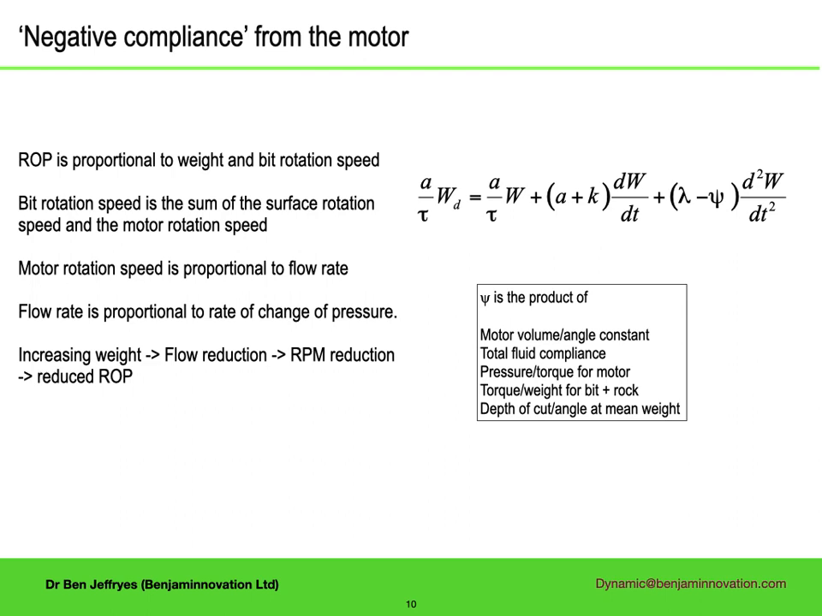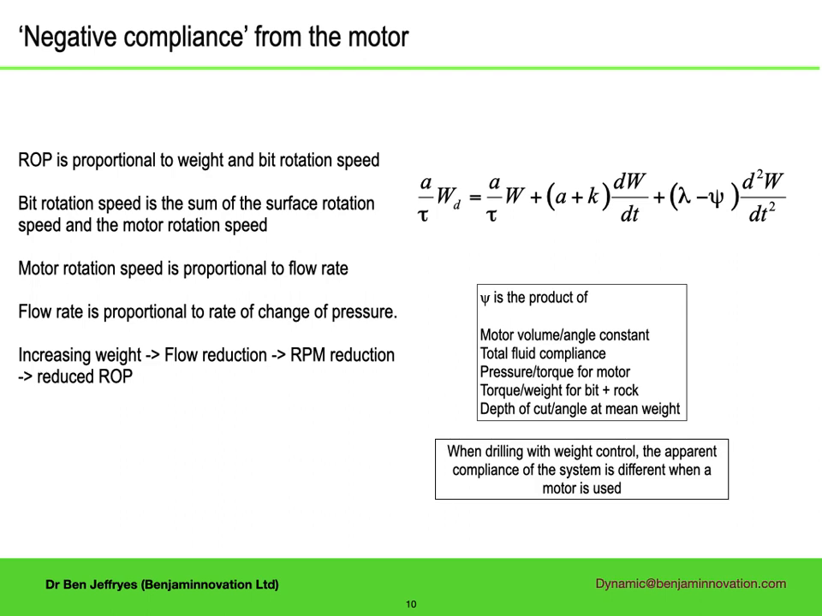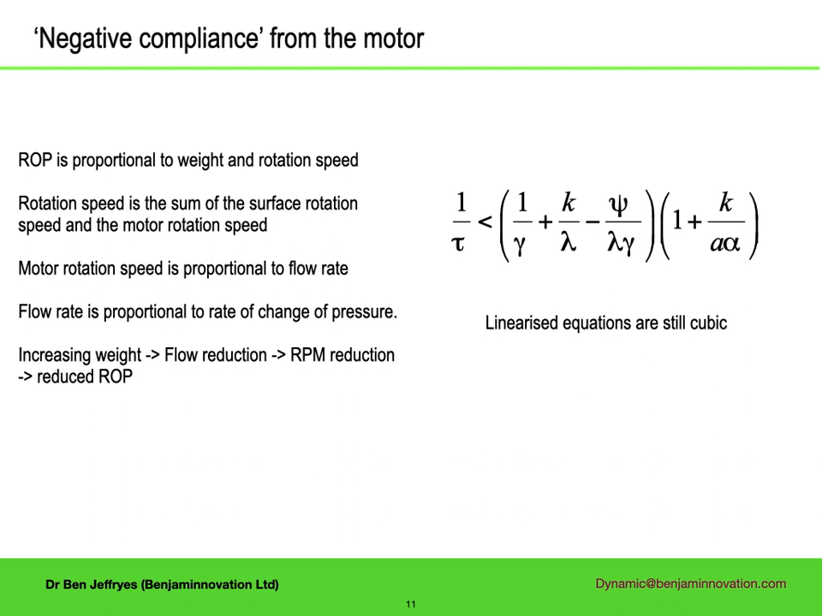Now, because this is a rate of change effect, when you put it all together, the extra term looks like a negative compliance. I've used a letter psi to denote this. It's a product of a whole lot of terms. With a normal drilling system, it's not going to be anything like the size of the drill string compliance, so this term will not be negative, which would make the whole system completely unstable. That means that the same drill string will behave as if it is stiffer when a motor is present compared to when it is not. When you add this into the stability condition, it modifies it slightly, but it does not change the qualitative conclusion.